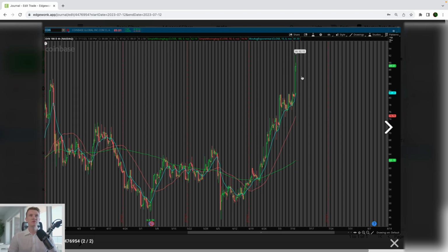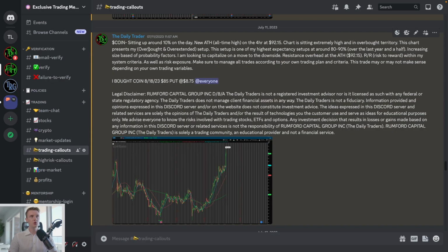But you can see COIN had just made a new high at 92.15. Here, you can see candles were able to push and break above the 15-day EMA. We saw retracements back to that level with bounces as we continued forming higher highs into that all-time high. COIN was sitting up about 10% on the day, looking very overbought and overextended. If I pull up the mentorship group, you can see the call out I posted saying COIN was up 10% on the day. The new all-time high at 92.15 was formed, and the chart presented the overbought, overextended setup I was looking for. Then I bought the August 18th $85 COIN puts at $875 a contract.